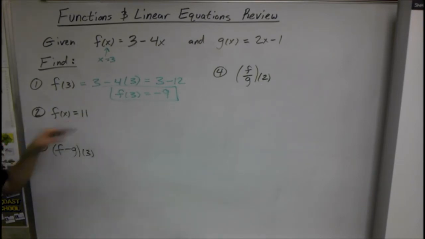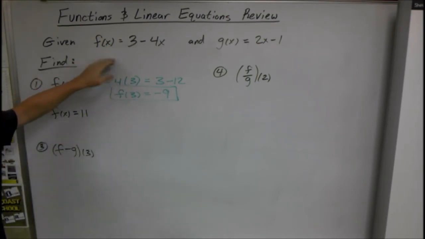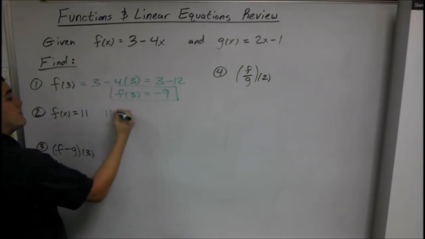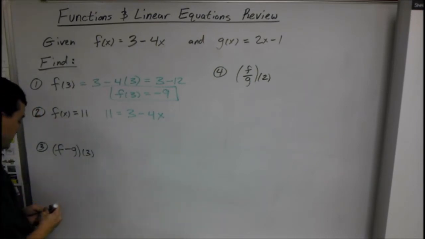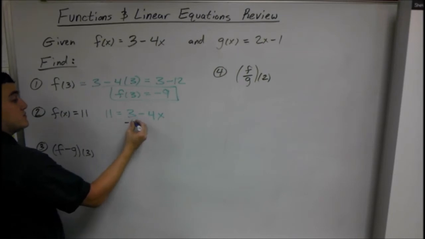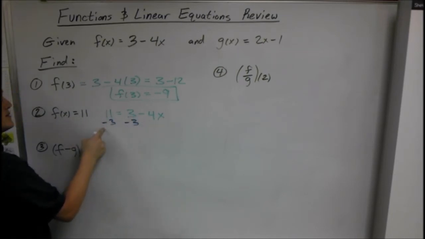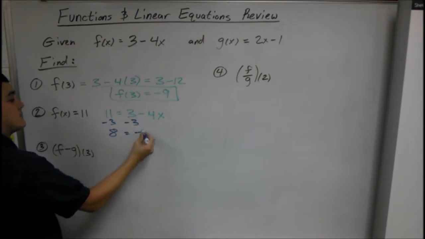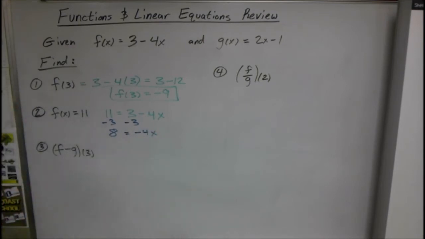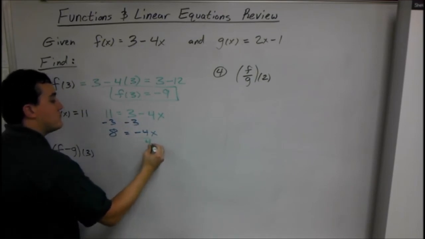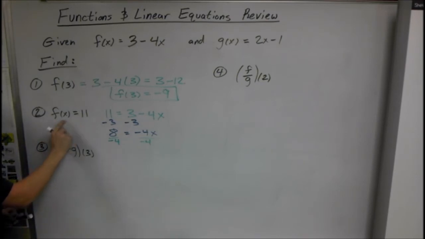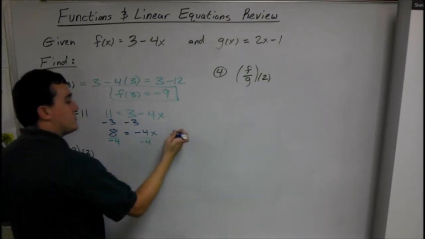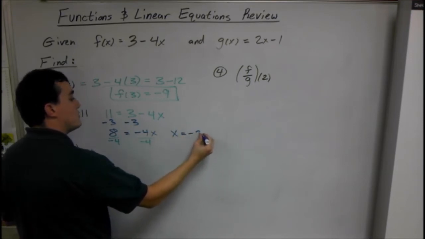If it says f of x equals 11, that means it wants you to plug in 11 into the f of x. Alright, so this time we're going to replace the f of x. So we're going to have 11 equals 3 minus 4x. And we're going to solve for x. So, minus 3, because we're adding 3. And that's going to give us 11 minus 3 of 8 equals negative 4x. Last step, divide by negative 4. So, f of x, or y, is 11 when x equals negative 2.